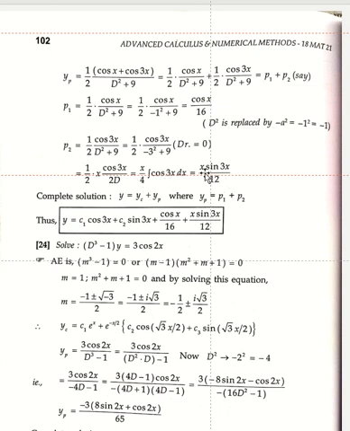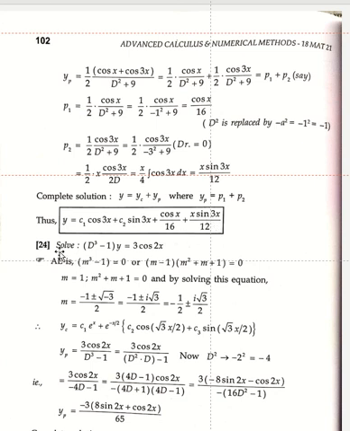This is P2. Therefore the complete solution is given by y is equal to yc plus yp. What is yp? Yp is P1 plus P2. Therefore y is equal to yc, which is c1 cos 3x plus c2 sin 3x, plus yp. Yp is P1 plus P2, where P1 is cos 3x divided by 16 and P2 is x into sin 3x divided by 12.